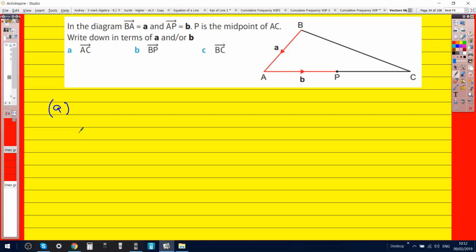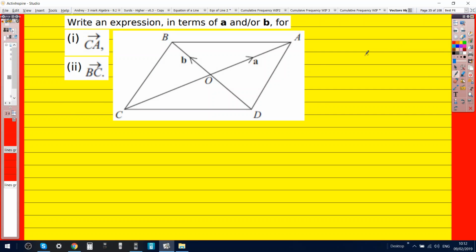A to C. Would that be, P is the midpoint of AC. So would it be 2B? Yep. Okay, this one. C to A. Would that be, and O is the midpoint of this trapezium. So would it be 2A plus 2A? Yep.